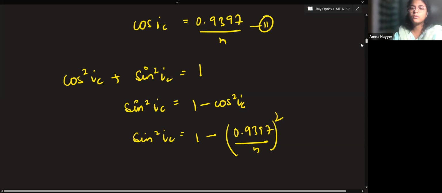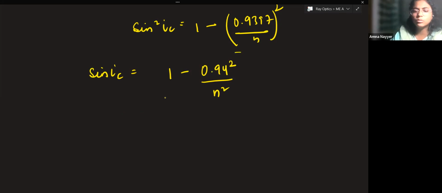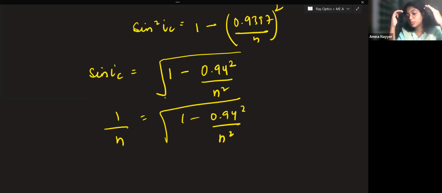And yes, class, let's solve it only because otherwise this will be very lengthy. So sin IC will be the square root of 1 minus 0.94 whole square by N square. Now keep the value of sin IC. This is 1 by N. Just to obtain this equation, we had to perform such multiple steps. Why? Because now this is a linear equation in one variable in which your variable is N. And once you have the value of N, sin IC is not difficult for you to find out.